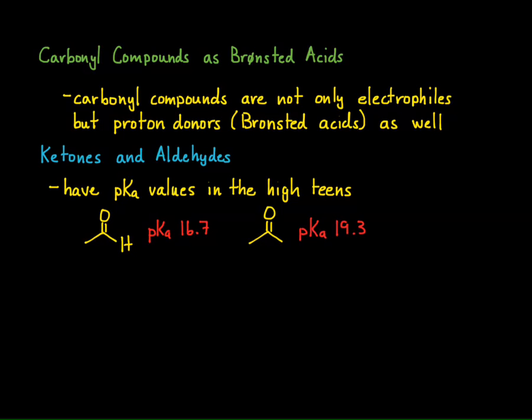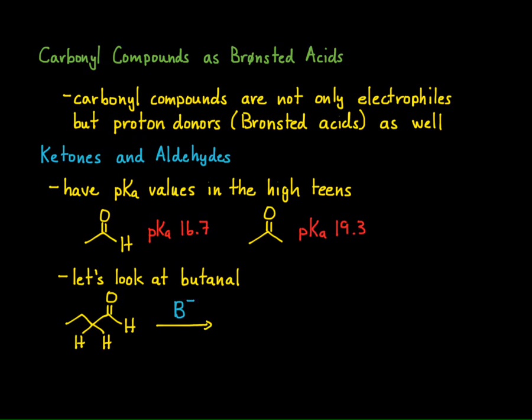And therefore, they're a little less acidic than alcohols, but depending on what else is attached to them, they can actually be even more acidic. We're going to look at some examples of that in just a moment. So let's take a look at butanal and see where the acidic hydrogen is actually located. If I take butanal and react it with a base, it abstracts a hydrogen on the alpha carbon. So we talked about this in the previous section, where alpha hydrogens are the acidic hydrogens.